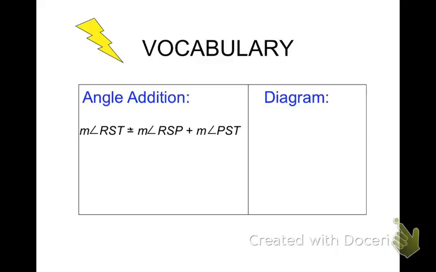The measure of angle RST equals the measure of angle RSP plus the measure of angle PST.